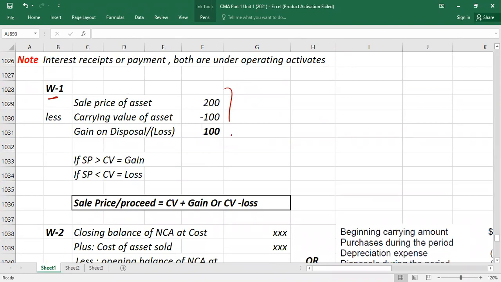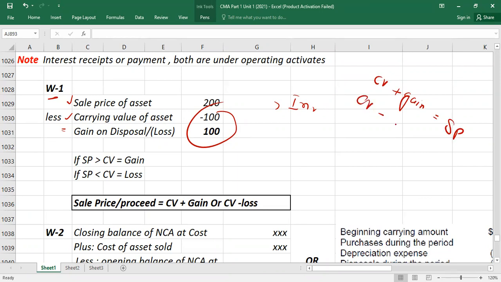We learned previously how to get gain or loss on disposal of non-current assets. We took the sale price of the asset and deducted the carrying value of the asset. This is equal to gain or loss on disposal. But this sale proceeds value I need for investing activities. What if you are given only these two data, carrying value and gain or loss? How will you get the sale price? Remember this: carrying value plus gain on disposal is equal to sale price.